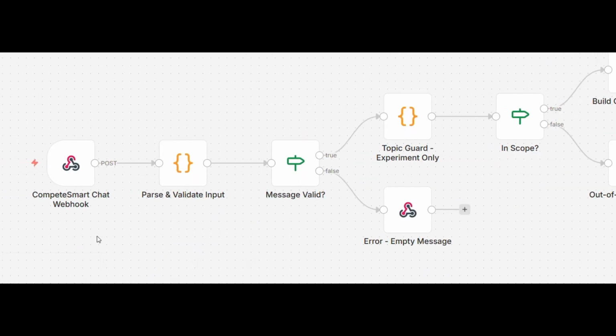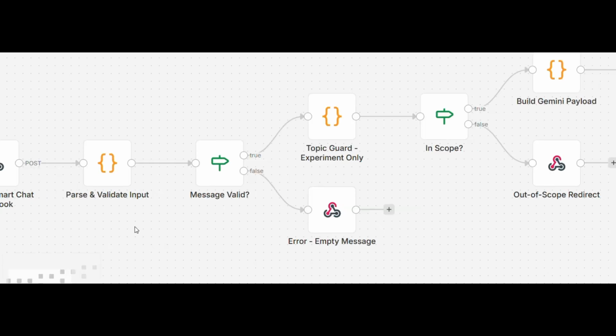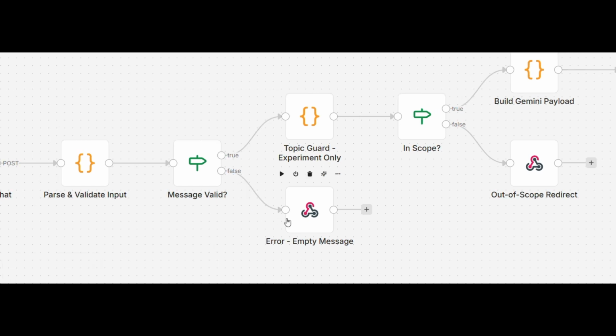On the first one, when a user sends a message, it first enters through a webhook. This is the entry point of our system. Next, we process the input by extracting the message, session ID, and conversation history. We also validate whether a message is empty or not. If it is empty, the system immediately responds with an error.